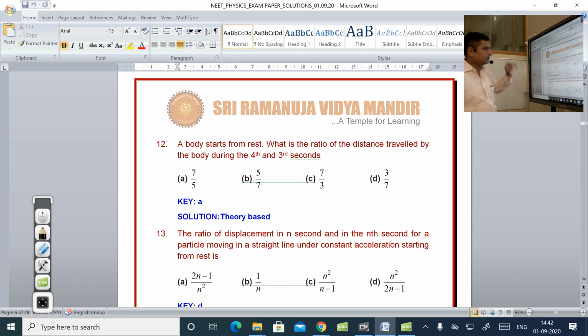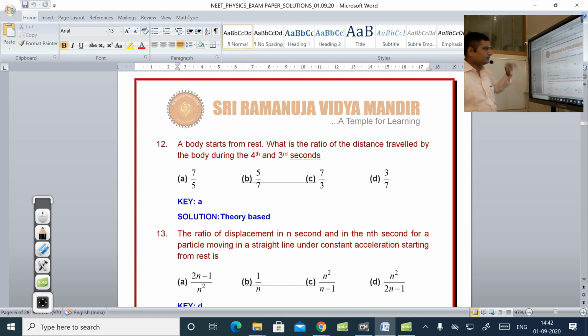Okay, next one: the ratio of displacement in n seconds and in the nth second for a particle moving in a straight line under constant acceleration starting from rest. Here also u is 0. There are two formulas here. Displacement in n seconds is s equal to ut plus half at square. Displacement in the nth second is u plus a into (n minus half). Just write the formulas and take out the ratio. This is a simple, straightforward problem.